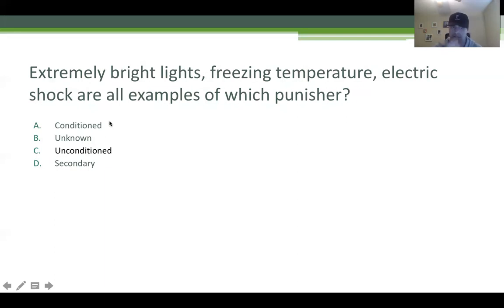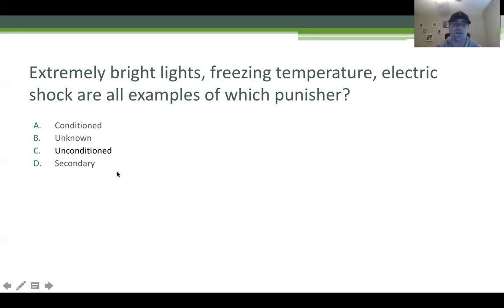Remember, conditioned is you're pairing it, right? Or you're teaching it through pairing. And we don't need to pair electric shock or freezing temperature with anything. Those alone are punishing. There's no pairing going on. Unknown? No. Unconditioned? Yes, that's what we're looking for, right? These are unconditioned. They act alone. There's no pairing going on.